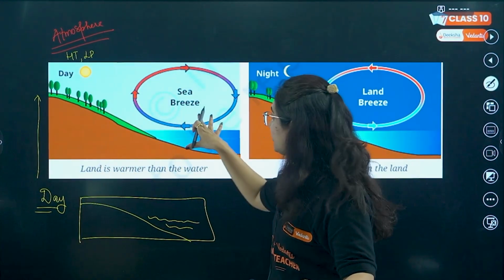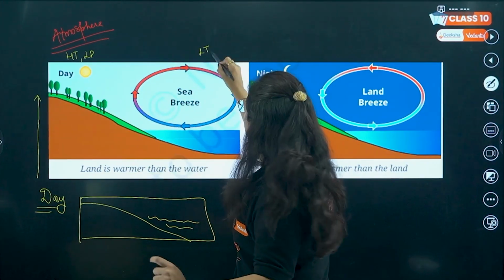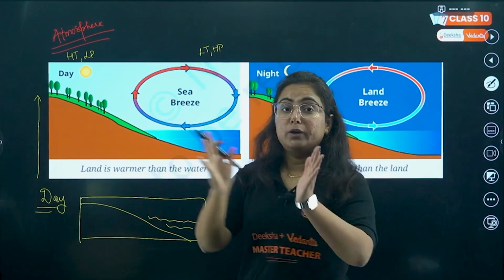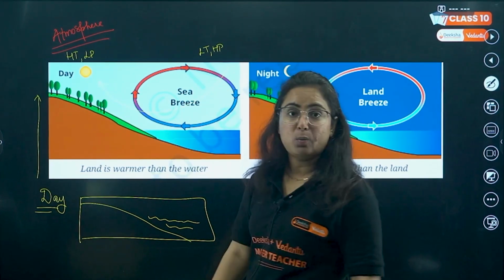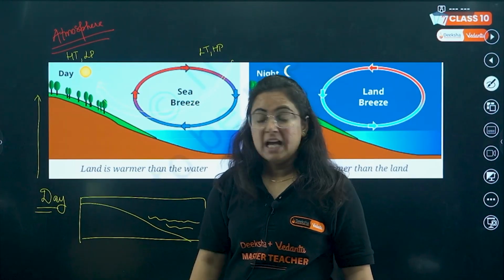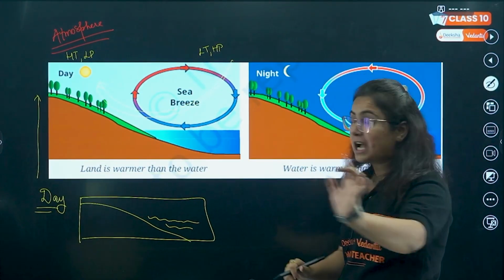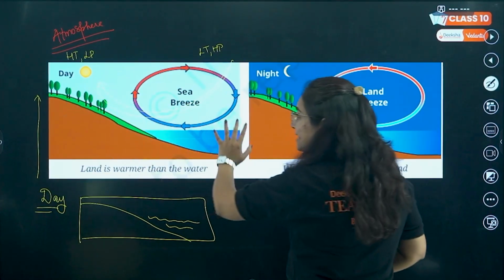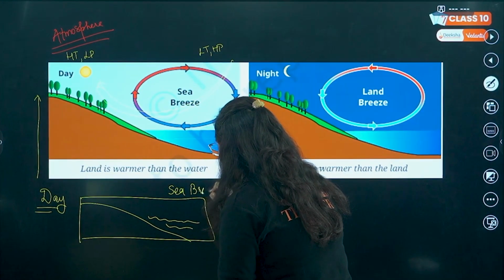Very good. Moving to this one. What happens? Low temperature in comparison to this creates high pressure. Wind always moves from high pressure to low pressure. Okay, this particularly is known as what? Because the winds are coming from sea to land, sea to land, and hence they are known as sea breeze.